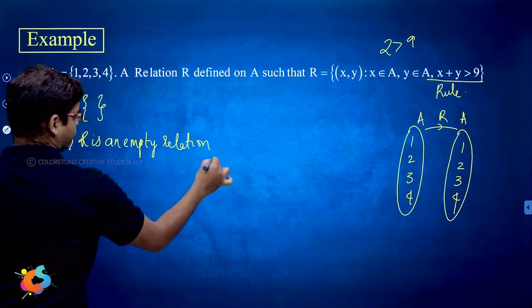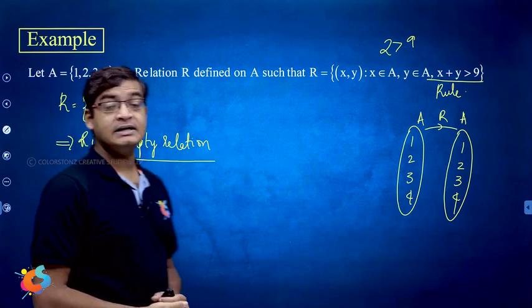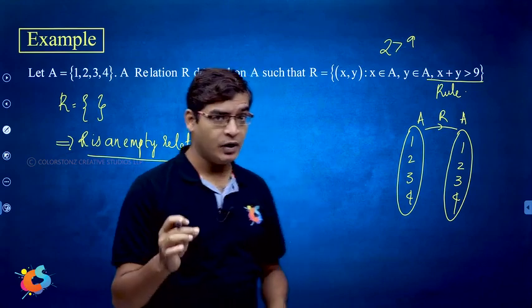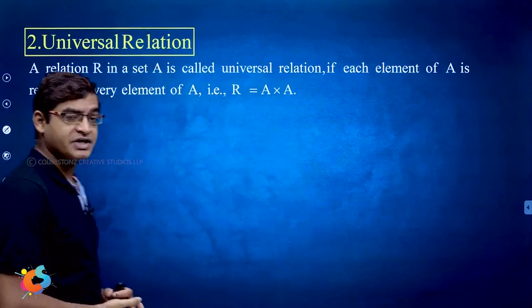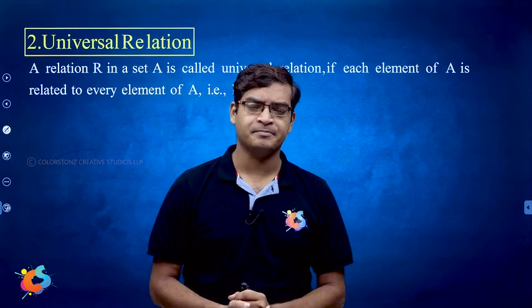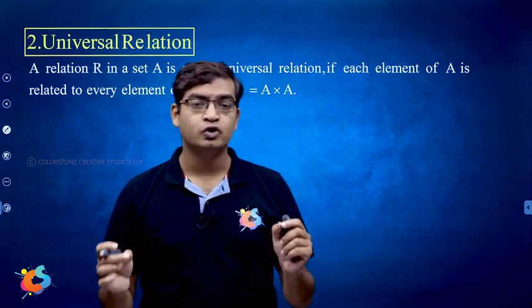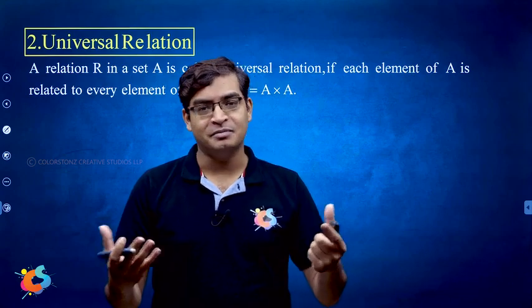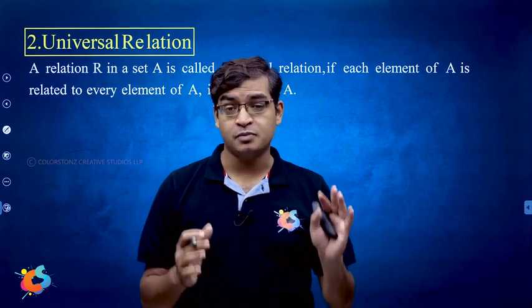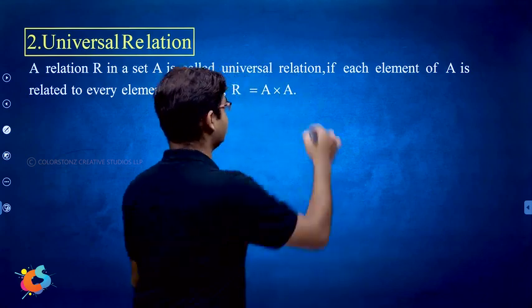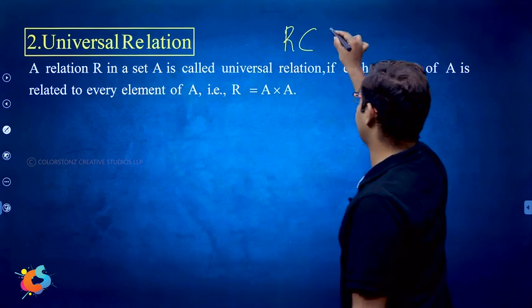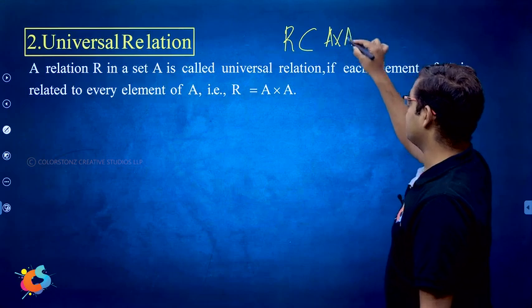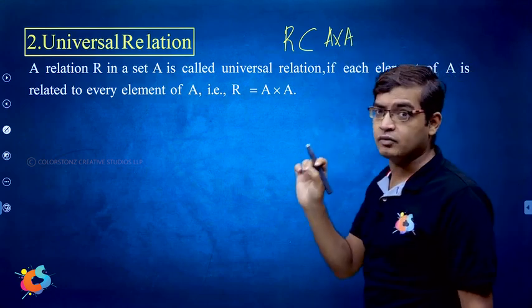Okay. So therefore, we have understood that R is an empty relation. Now let us take the next type of relation, and that is the universal relation. This is exactly opposite to the empty relation. In the name itself, it is a universal relation, meaning it will have all the ordered pairs possible. Obviously, because a relation should be a subset of the Cartesian product, here all relations we are defining on one single set.